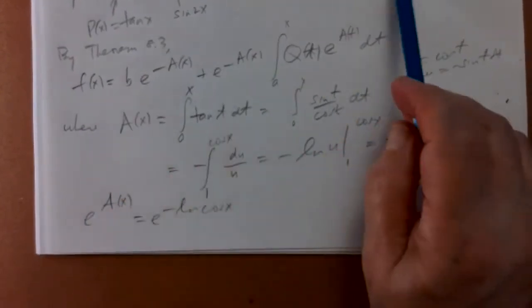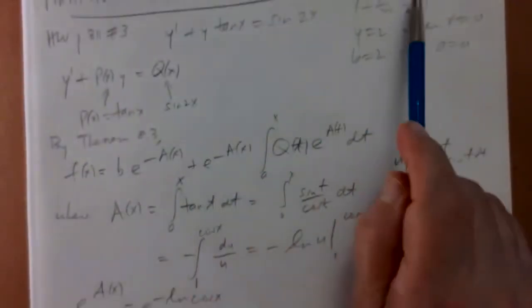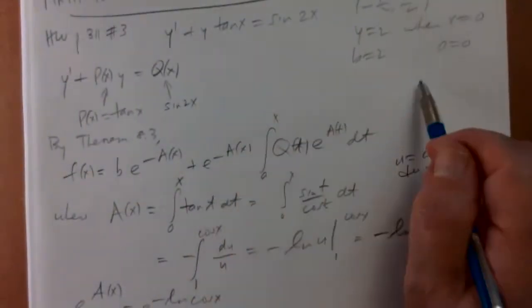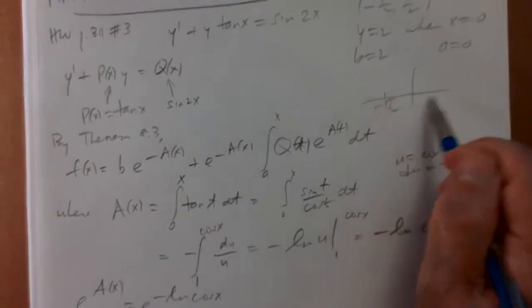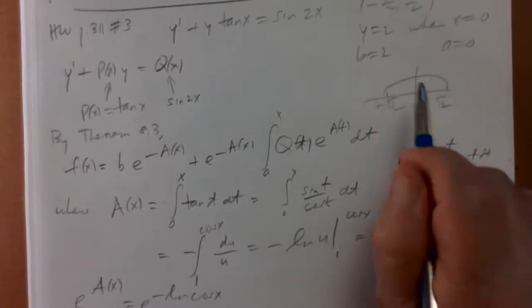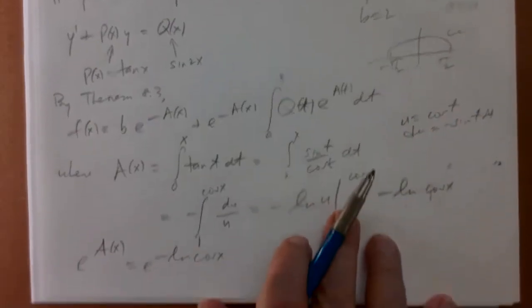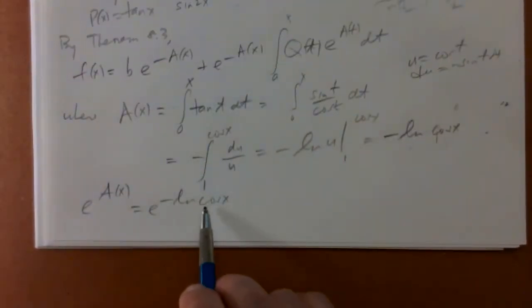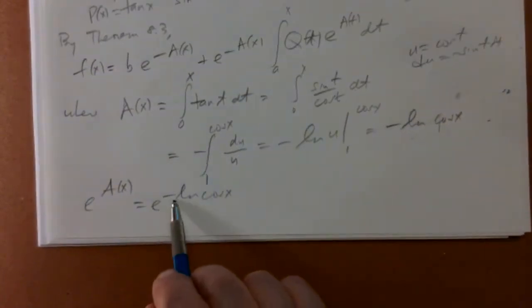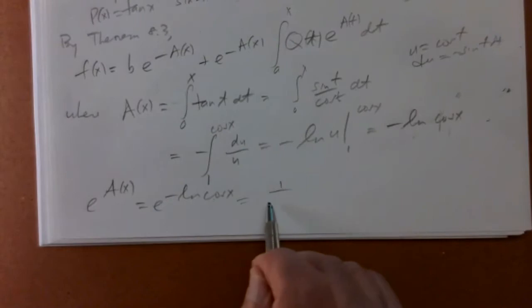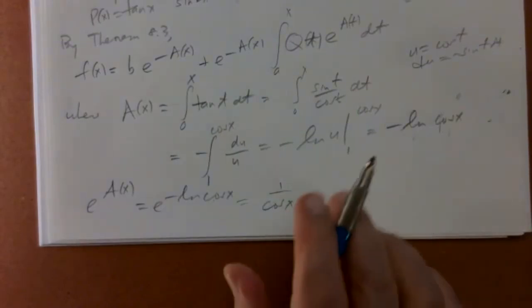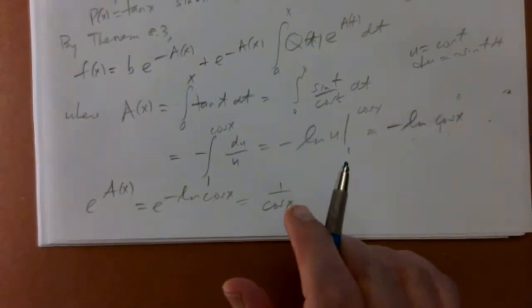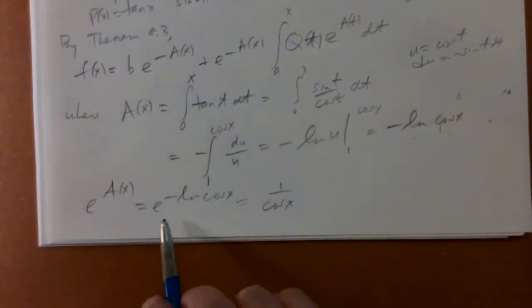Notice we're only looking at the interval from minus pi over 2 to plus pi over 2. And in that interval, cosine is positive. So we don't have to worry about having a negative value for the argument of the logarithm. And e to the log of anything is the anything. This is 1 over cosine x, or if you prefer to write secant x, that's okay. Yeah, e to the A of x is 1 over the cosine. e to the minus A of x is cosine of x.